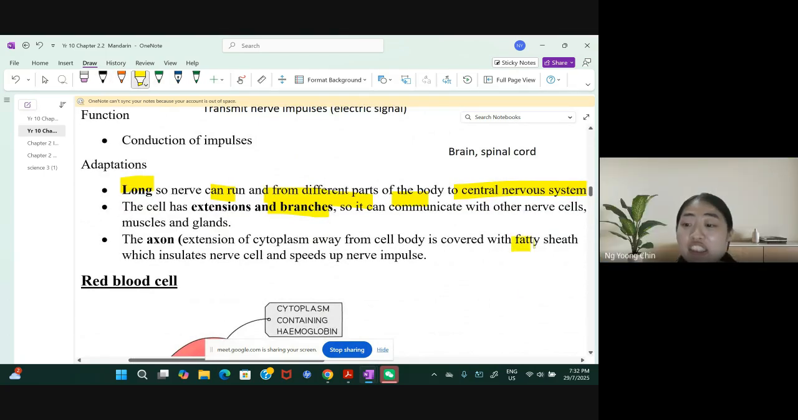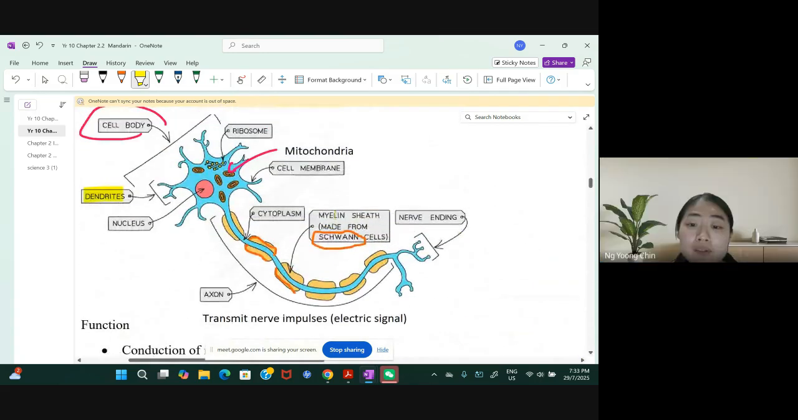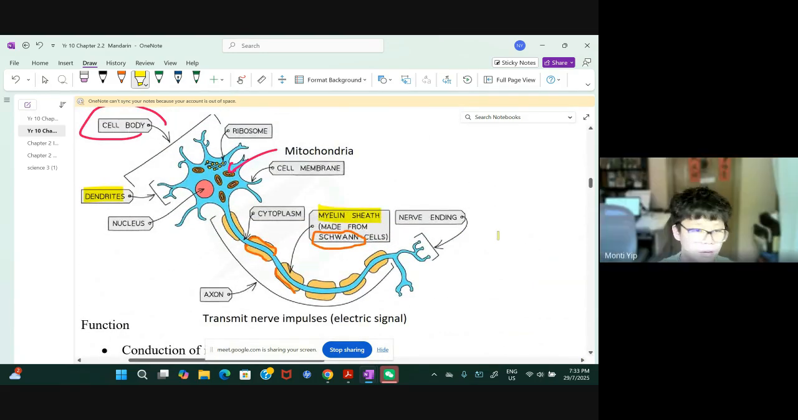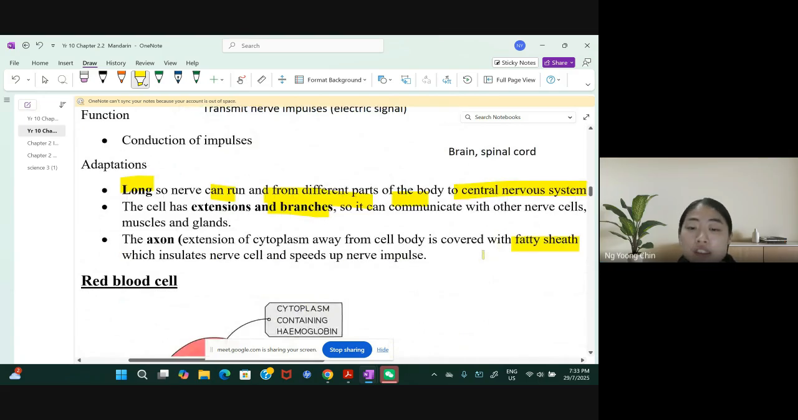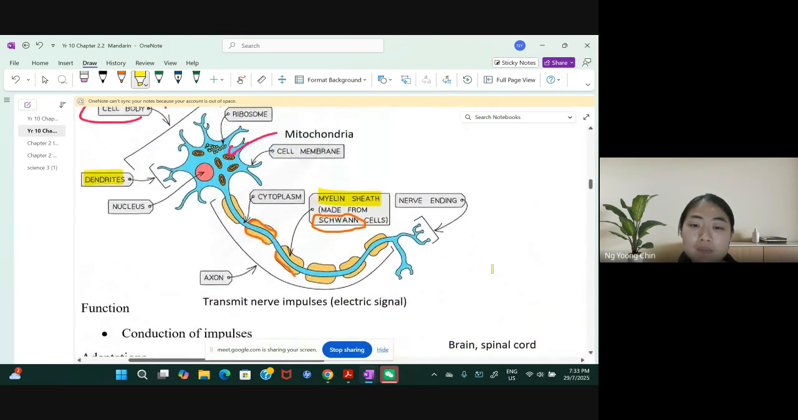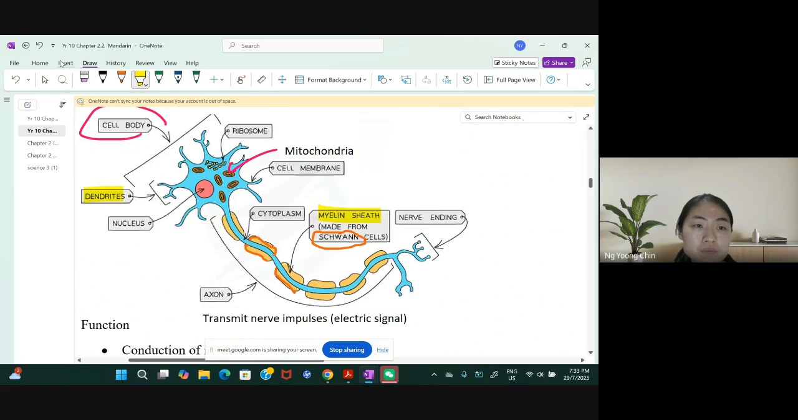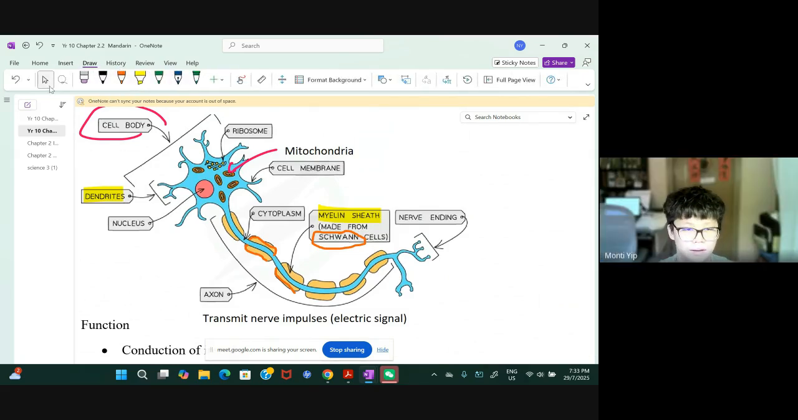So this fatty sheath we call myelin sheath. In the exam, be careful of the spelling: myelin sheath is the correct term. This myelin sheath helps to speed up nerve impulse transmission, and it helps to insulate the nerve cell. So if your axon is myelinated, it can transmit at a faster rate, which is better for them. So you can think faster, right?